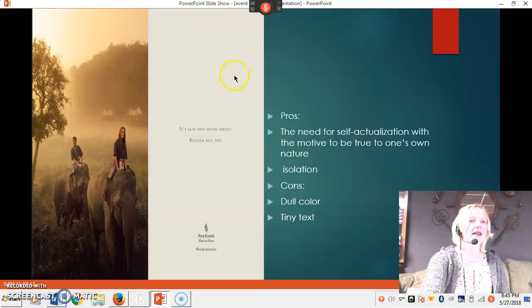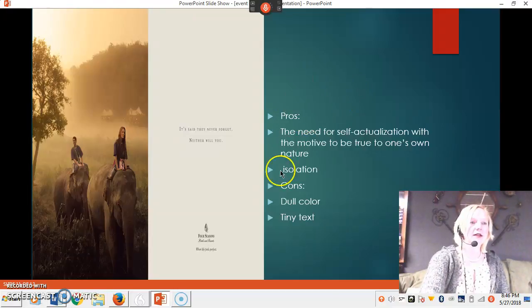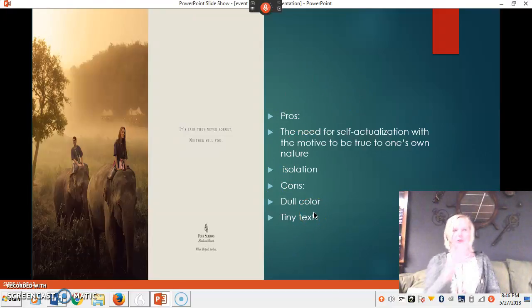And then I like that it said they never forget, neither will you. Our book talks about how you're selling intangible objects. You're selling experiences and memories. So I like that they put that on there, like, you'll never forget it. So it's that value, but it also did have tiny text, so it was hard to read.